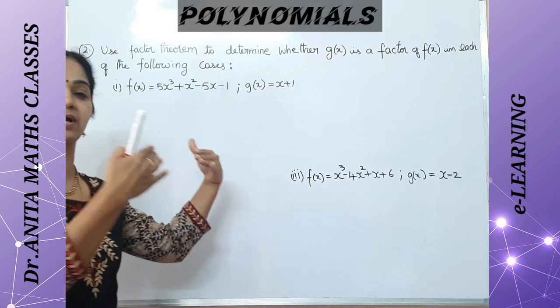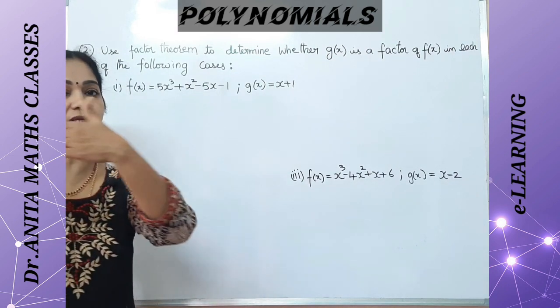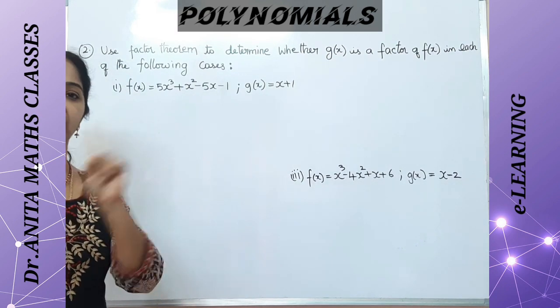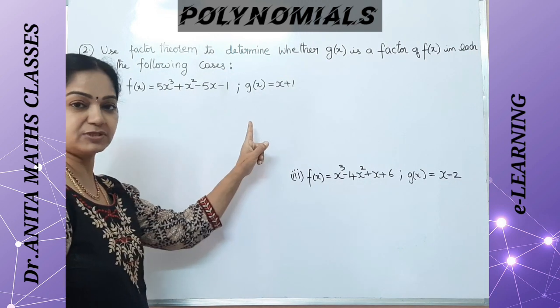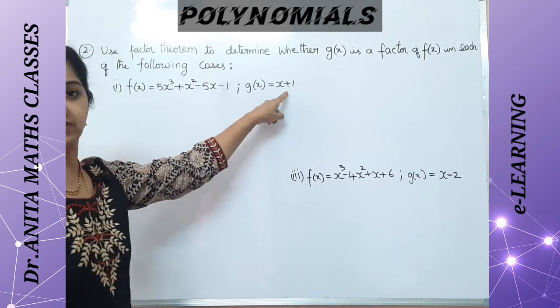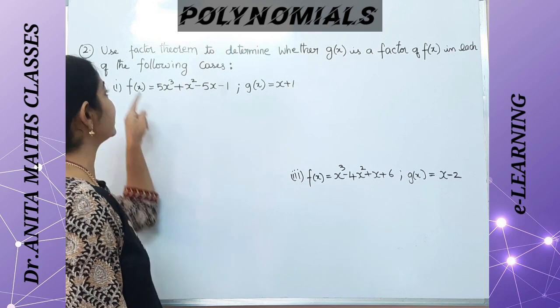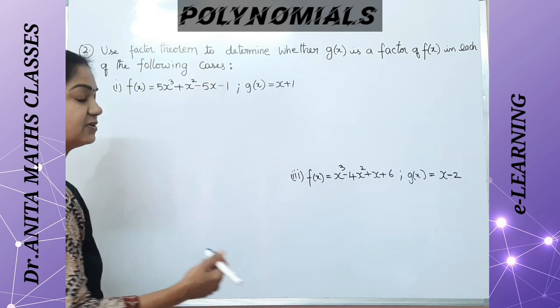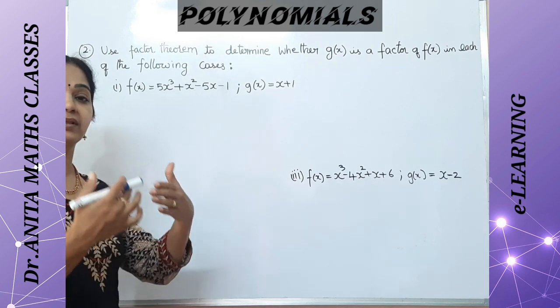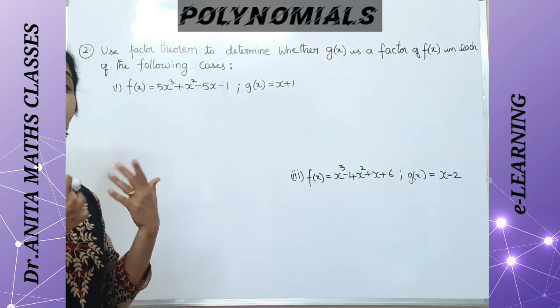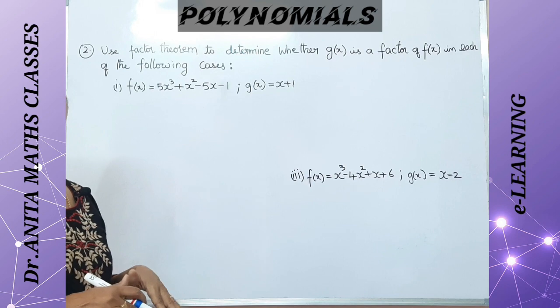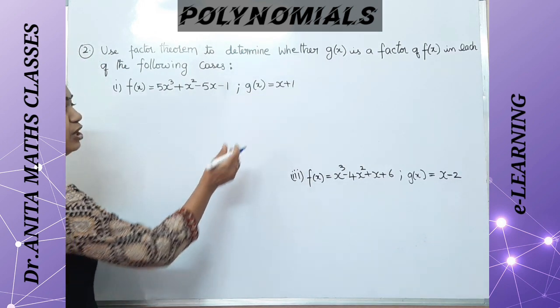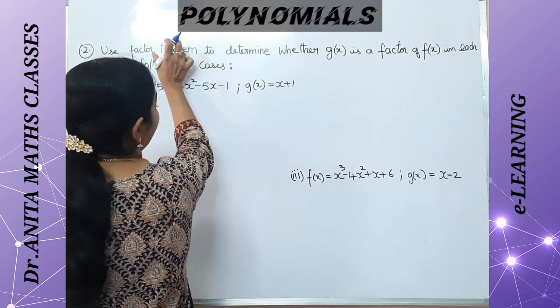We know the condition that the sum of the coefficients of even powers is equal to the sum of the coefficients of odd powers. If that condition holds, then x plus 1 is a factor. But here the question asks us to use the factor theorem. What does the factor theorem tell us? If the remainder p of a equals 0, then x minus a is a factor. So we will use the factor theorem, not the condition, because the question specifies the factor theorem.